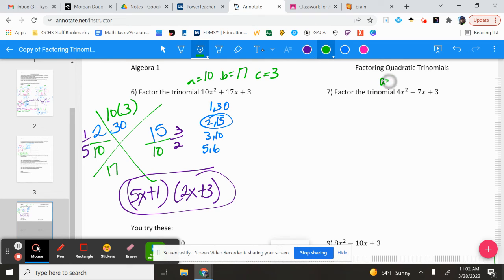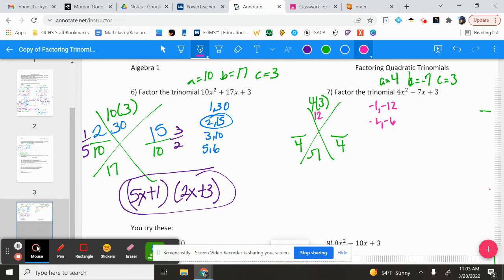For number 7, my a value is 4, my b value is negative 7, and my c value is 3. So 4 times 3 is at the top with a negative 7 at the bottom. Each factor needs to be divided by 4. So 4 times 3 is 12. Notice that this bottom number now is negative, which tells me when I add them up, everything needs to be negative. So I'm going to get a negative times a negative, which will equal a positive. So I'm going to use negative 1 and negative 12, negative 2 and negative 6, negative 3 and negative 4.